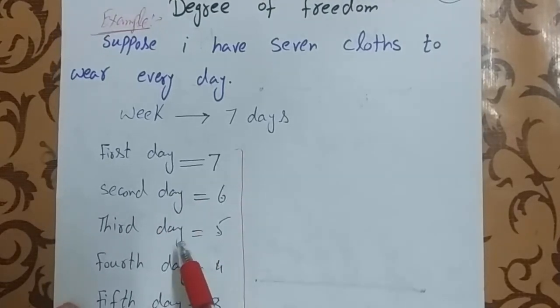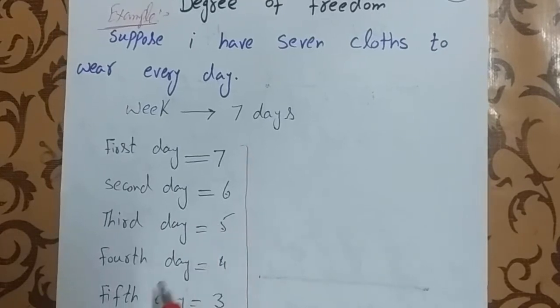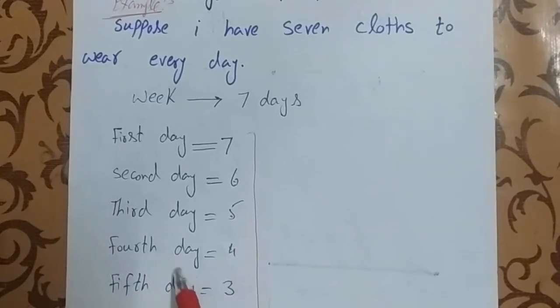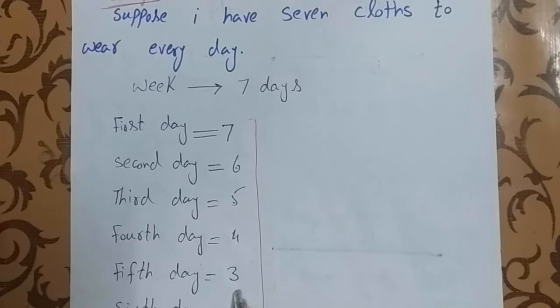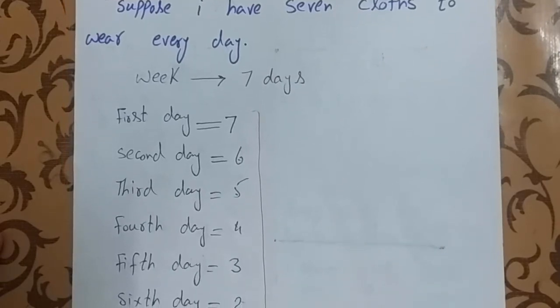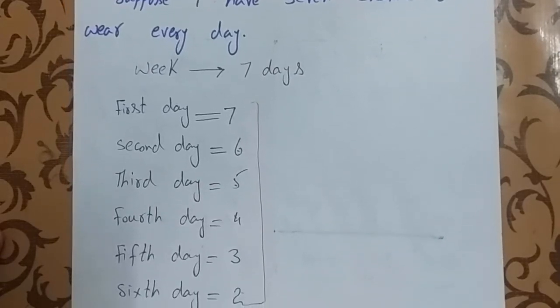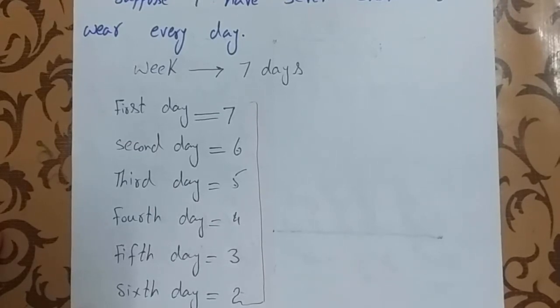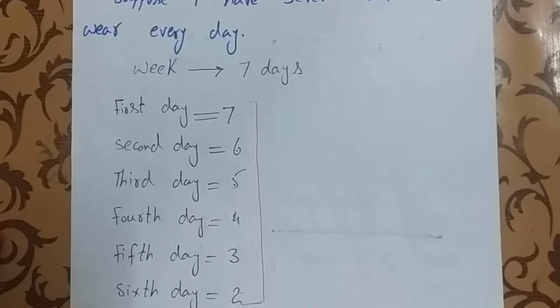In the third day, the choices are 5, and similarly in the fourth day the choice is 4, fifth day the choice is 3, and sixth day the choice is 2. But in the last day, the 7th day, there is no choice. Only 1 cloth is left, which is to be worn. So the degree of freedom.